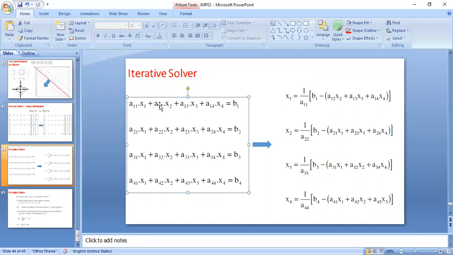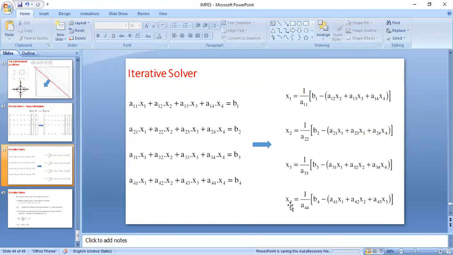x1 is equal to 1 by a11 into b1 minus, take all the other terms to the right. So this equation can be rewritten like this. Substitute our assumption here, x1, x2, x3, and x4, and then as per this equation you will get x1 again. This is the iteration 1 value. Likewise for other equations also you will get x2, x3, and x4.